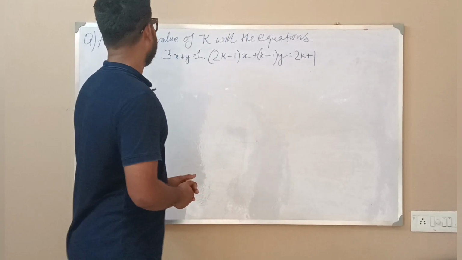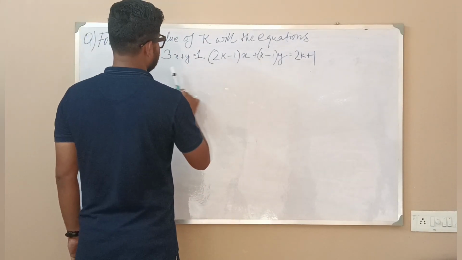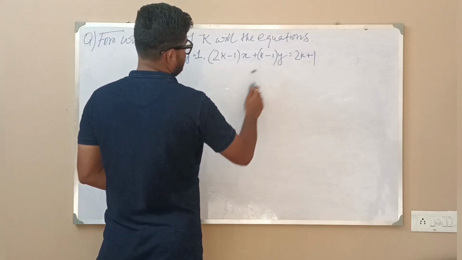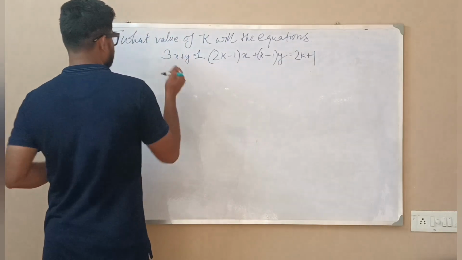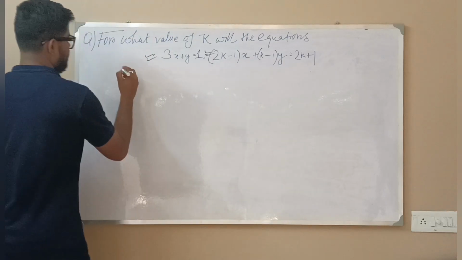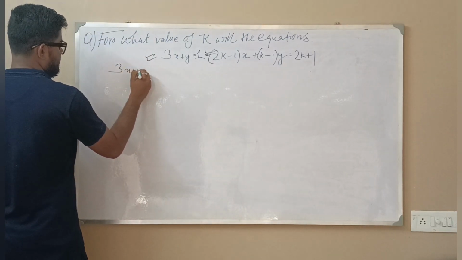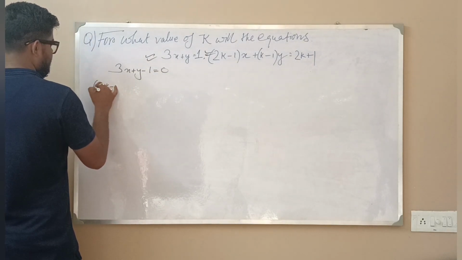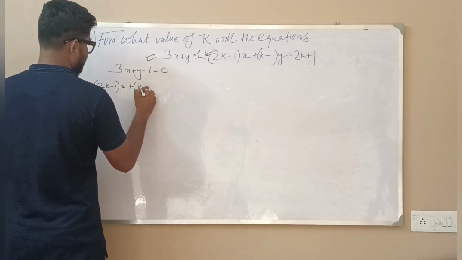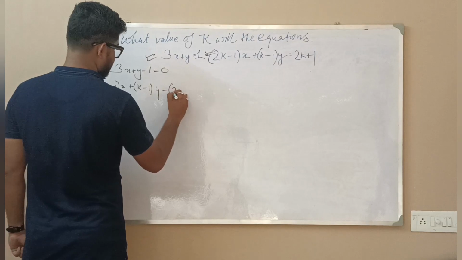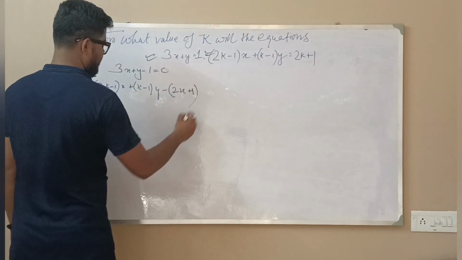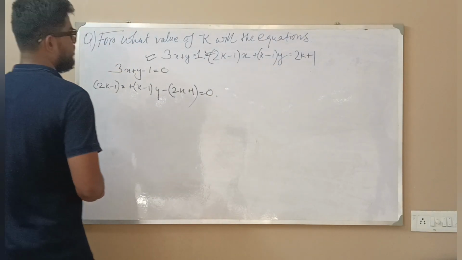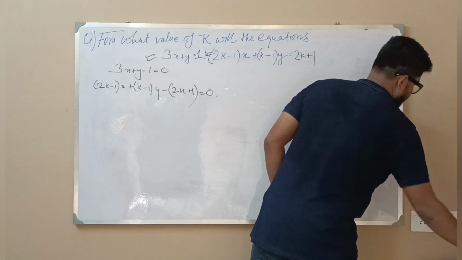Okay, now for what value of k will the equations 3x plus y equals 1 and 2k minus 1 into x plus k minus 1 into y equals 2k plus 1 have no solution? So these are the two equations given to you. So we can write 3x plus y minus of 1 equals 0, and obviously 2k minus 1 into x plus k minus 1 into y minus of 2k plus 1 equals 0. So it will have no solution. I haven't copied the question.